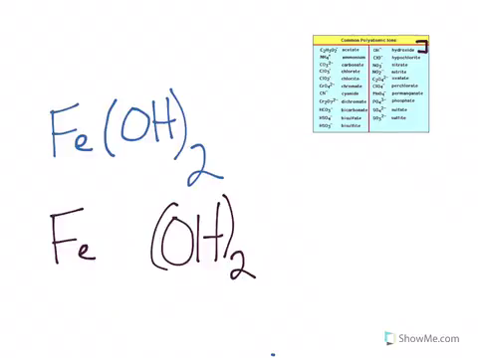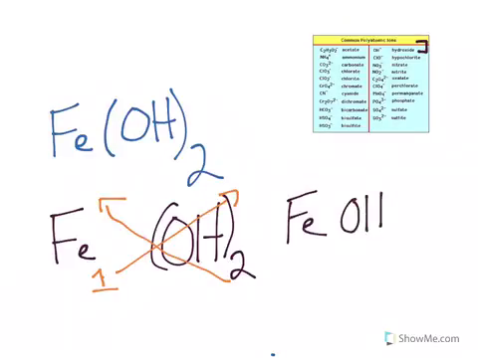Remember, we do the reverse crisscross. So that 1 is already there, even though it's not written, right? Because we don't write the 1s. The 1 is going to go up here. That 2 is going to go up here. So let's rewrite this. I got 1. I have 2.